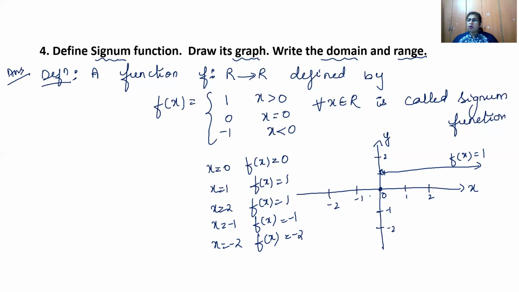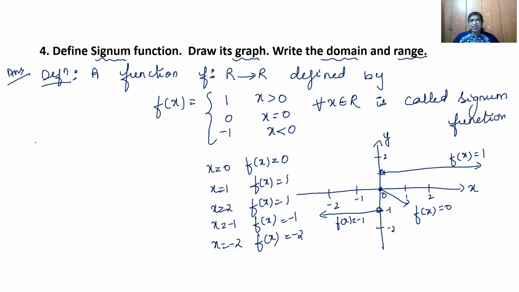And for all the numbers less than 0, negative numbers, what should be our answer? -1. So here also we have the open 0, and here the line moves towards the left side. So this is f of x is equal to -1, and this point is f of x is equal to 0. Hope the graph is clear.